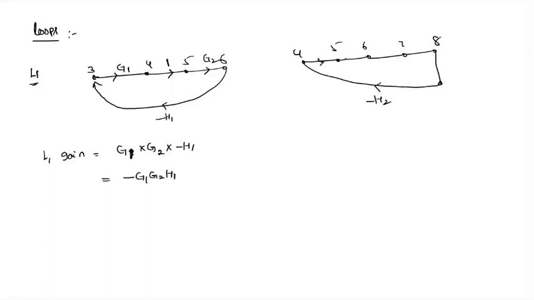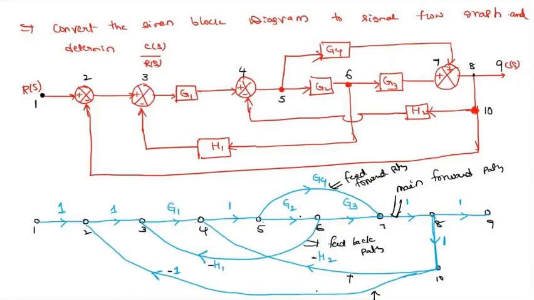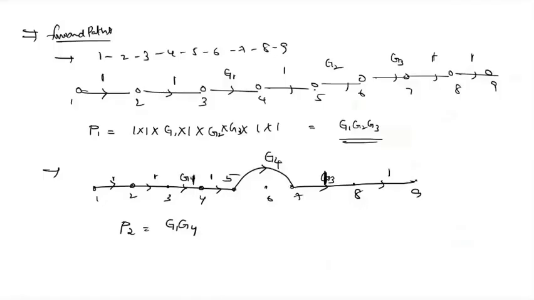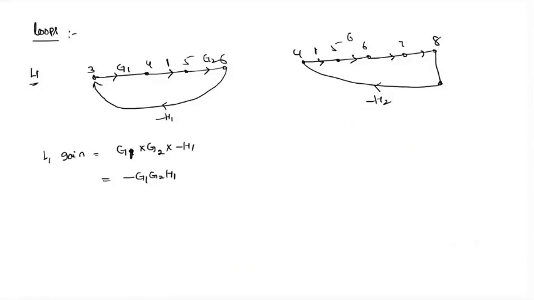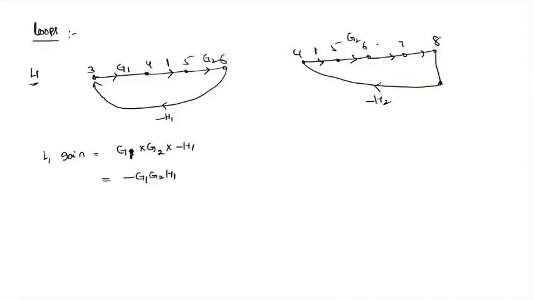So in between 4 to 5, what is the block? 4 to 5 is 1, 5 to 6 is G2, 6 to 7 is G3, and 7 to 4 is H2. So the loop 2 gain equals G3 into G2 into minus H2. Finally, you will get minus G2 G3 H2. This is the loop 2. Right, good. Then any other loops?